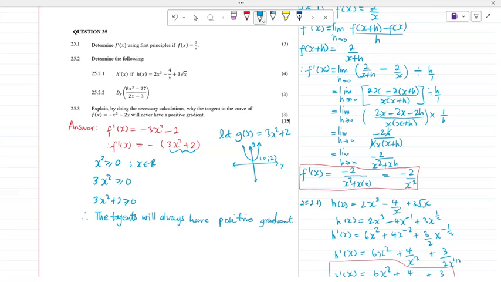Since the gradient function, this is called the gradient function or the gradient of a tangent at the point, since the gradient function is positive for x elements of real numbers. That's how we do it, mathematicians.